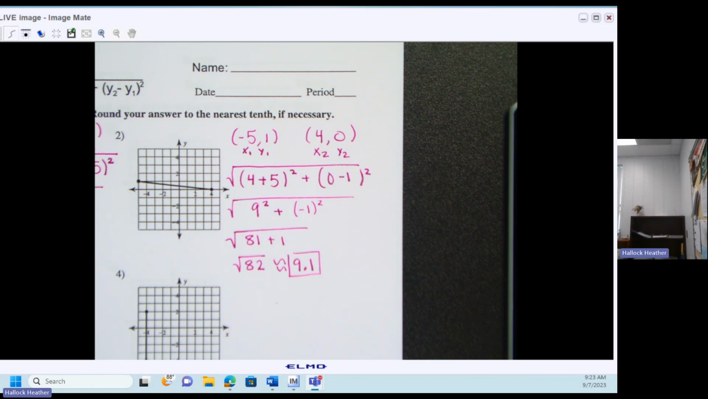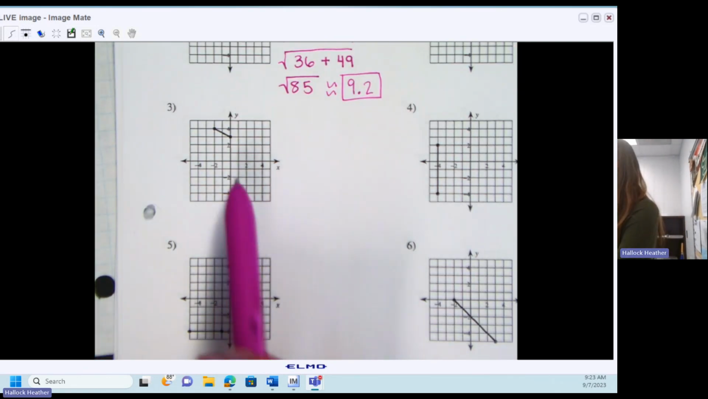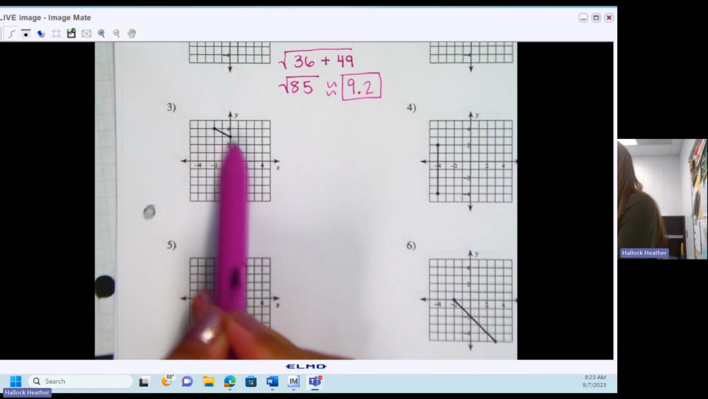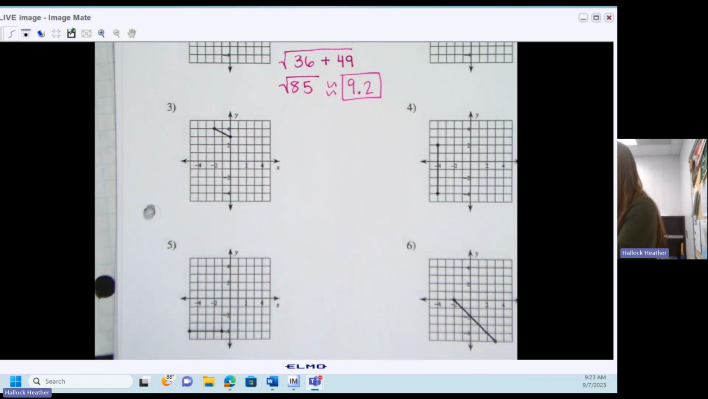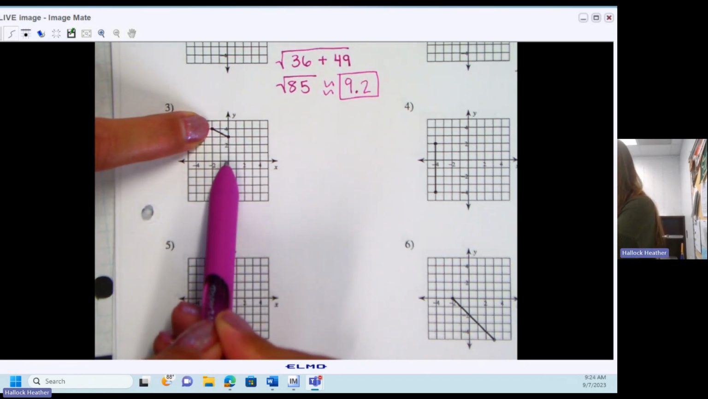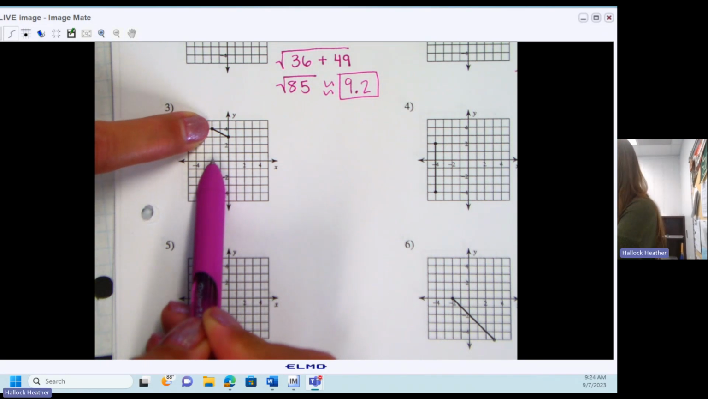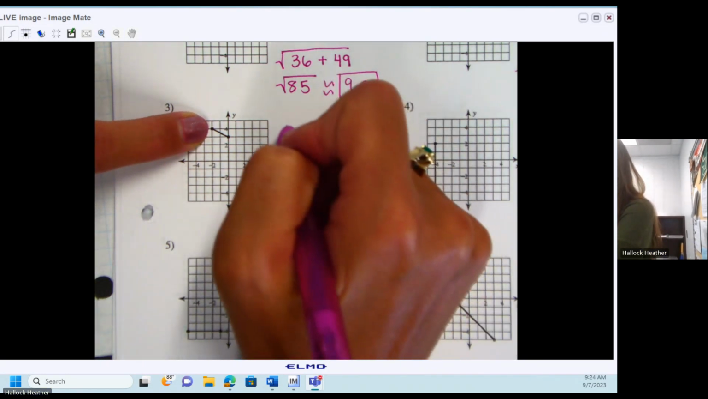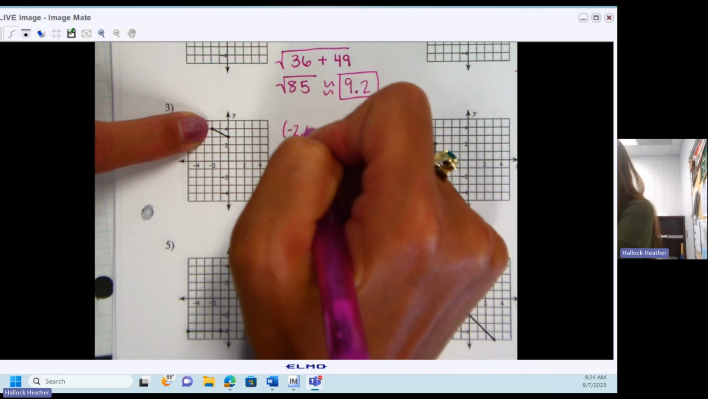So when you're writing a coordinate point, remember you go side to side first for 0, 0. Then you go up or down. If you're working on number 3, it doesn't matter which one's first. If I'm talking about this one, from 0, 0, I'm going over to the left 2 and up 4. So -2, 4 can be the first point.